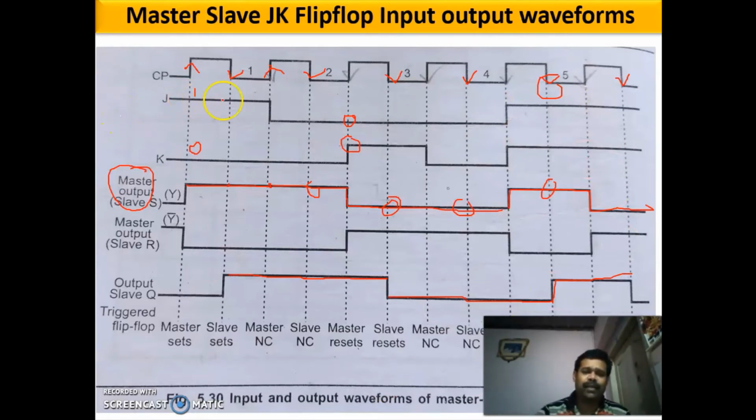You can take Y, J and K on your own, whichever you like. Draw the waveform of your wish, and according to those inputs you draw the diagrams for Y and Q. This is nothing but the input and output waveforms of master-slave JK flip-flops.